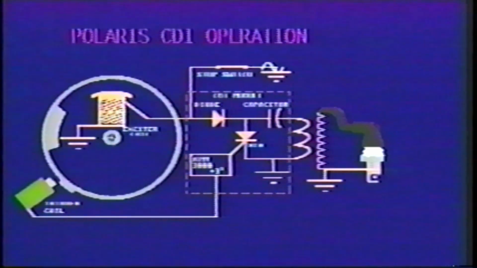On Polaris personal watercraft, the kill circuit is of the latch type. Once the stop button is pushed, even momentarily, a latch connects exciter voltage to ground until the engine stops turning.